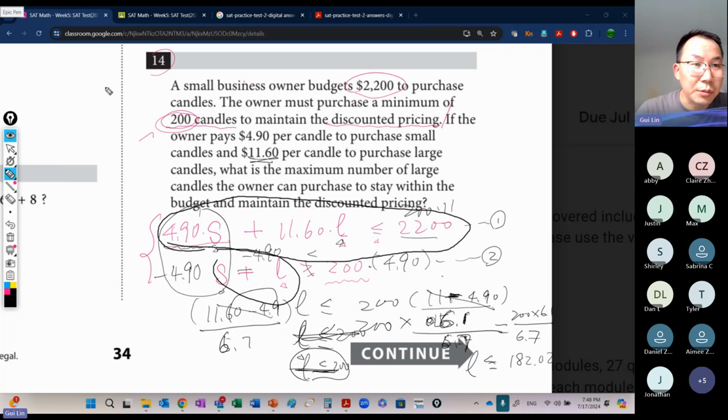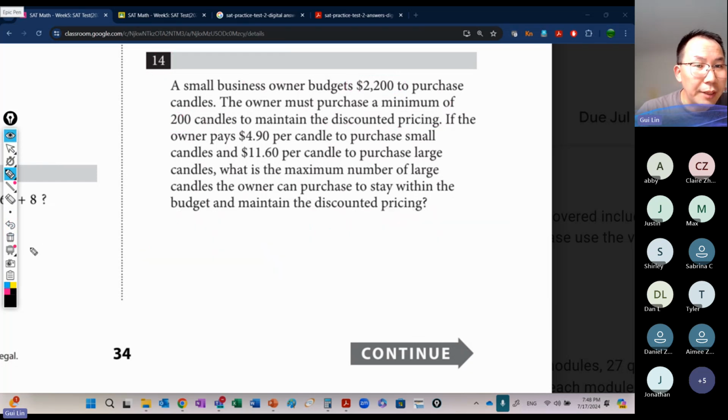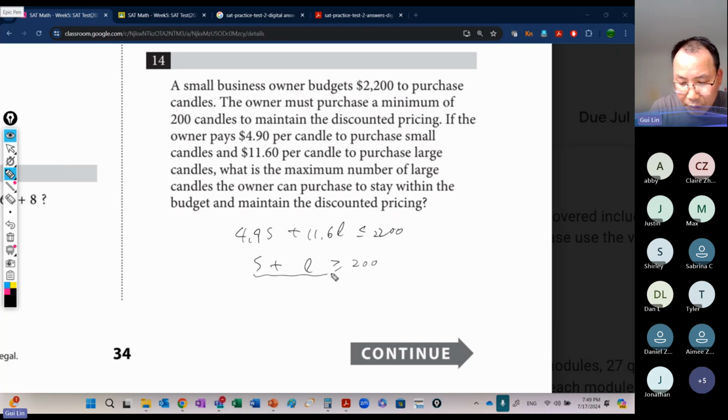So how do you get this one? There is one very important rule. What's the rule? So I can delete it right now. What's the rule here? So you can see 4.9 S, right, plus 11.6 L less than or equal to 2200. Second one is S plus L should be greater than or equal to 200. So in this part, what I'm doing is making S disappear. In these two inequalities, inequality 1 and inequality 2, I try to make S disappear. How do you make S disappear?